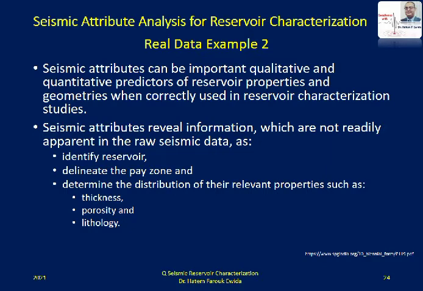So the seismic attributes reveal information which is not readily apparent in the normal seismic, or the raw seismic data. Why? They identify the reservoir, they delineate the bay zone, and they determine the distribution of the relevant properties such as thickness, porosity, and lithology. So let's see what they did.